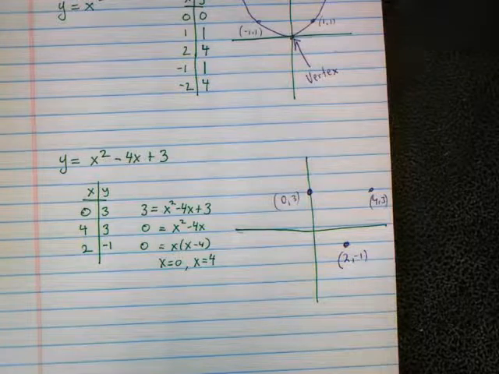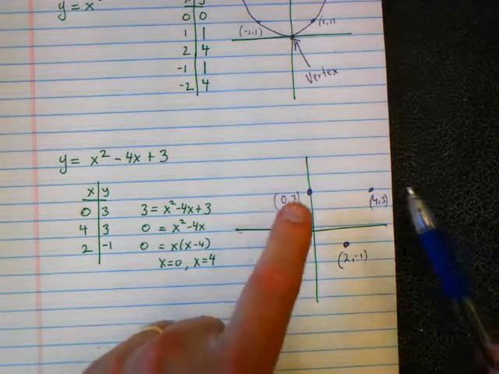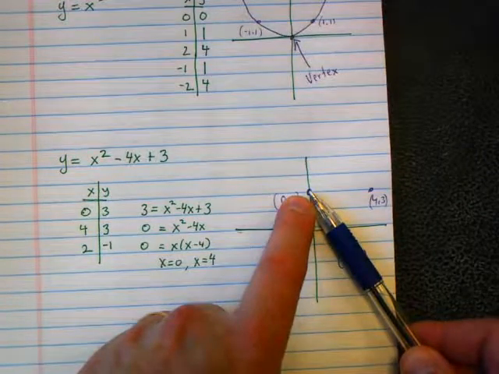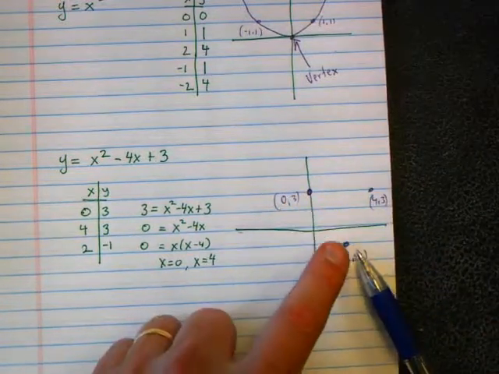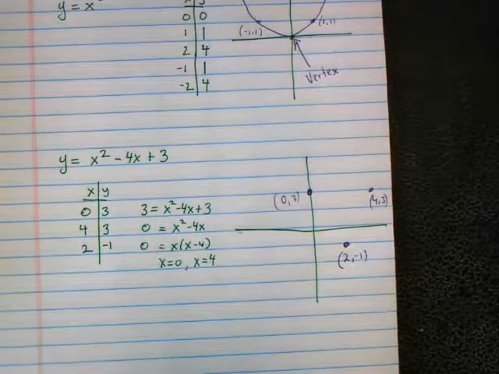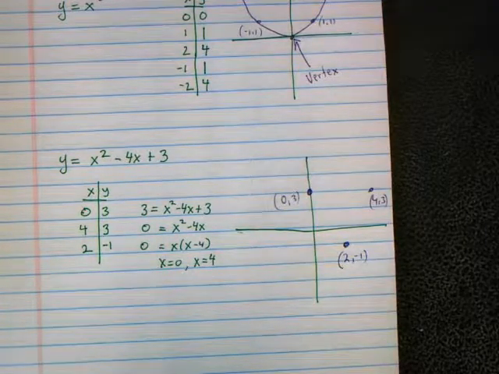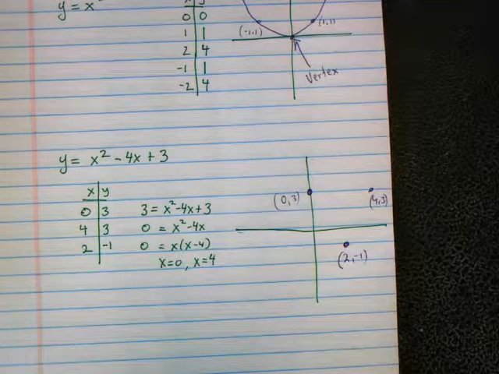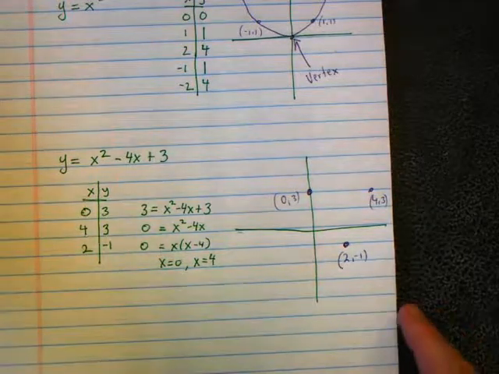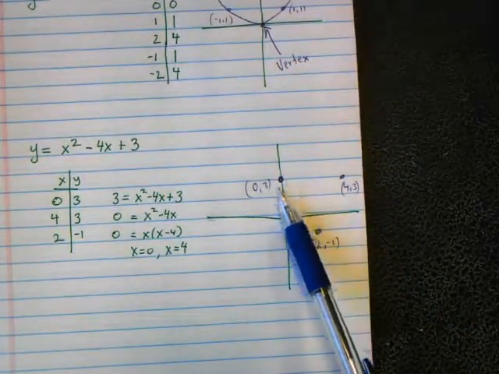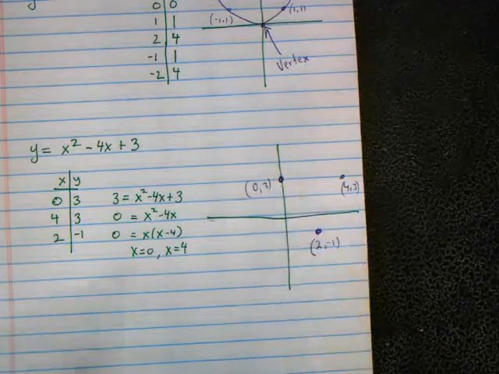So, notice what I've done so far. I found 2 points on the graph. One of them happens to be the y-intercept, which is always a nice thing to find. I found the vertex. The other points that would be nice to find would be the x-intercepts. We already found the y-intercept right here. The x-intercepts are when y would be 0.